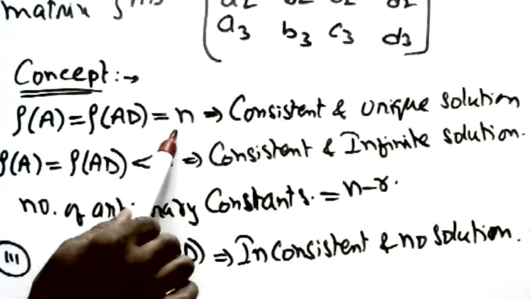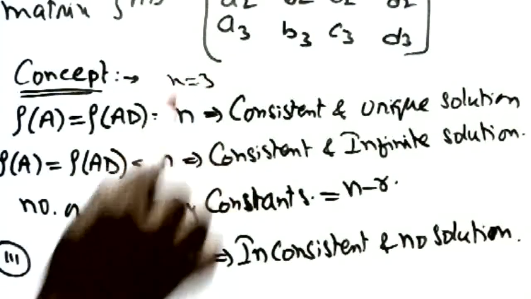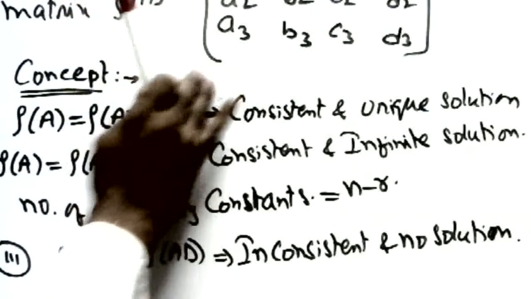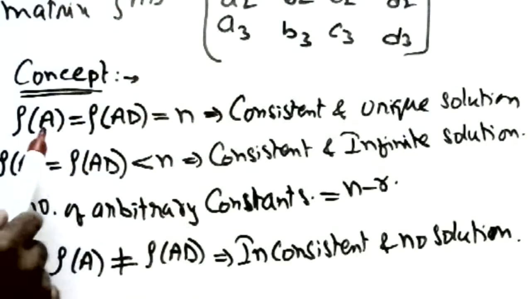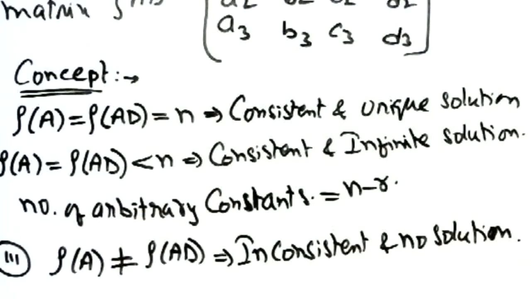If the rank of A equals the rank of AD equals n, where n means the number of variables. In the above example we have three variables, so n equals 3. If four variables are given, then n equals 4. So if rank of A equals rank of AD equals n, we say the system of equations is consistent with a unique solution.